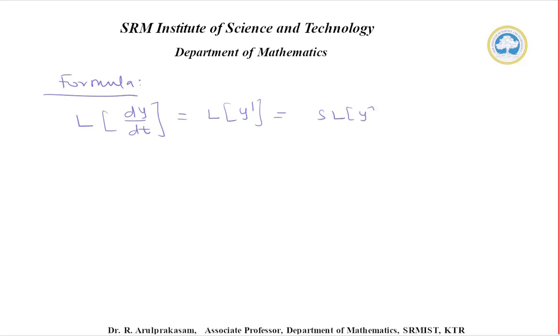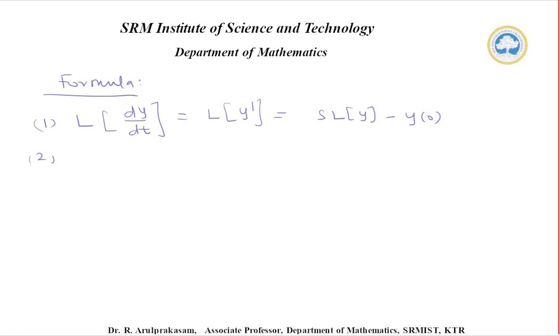So for that we need some standard formulas. What is the formula? The derivative formula we studied in the previous lecture. What is the Laplace transform of the derivative dy divided by dt? It is denoted by L of y dash, the first derivative with respect to t, that's just a notation. What is the formula for this first derivative? It is s into L of y minus y of 0. It is the first formula, the Laplace transform of the first derivative.